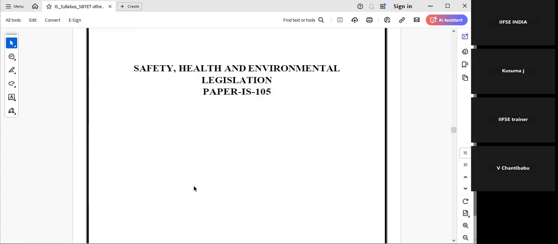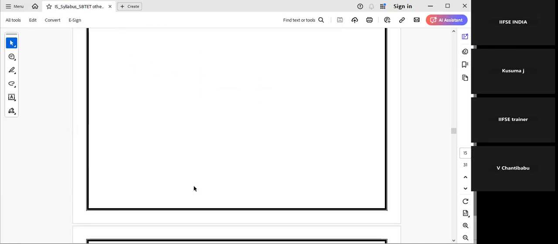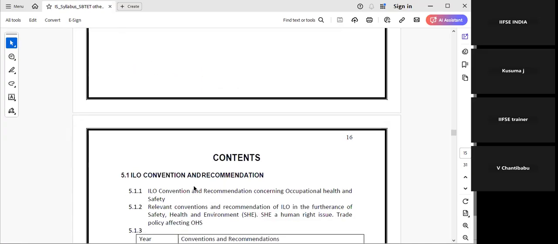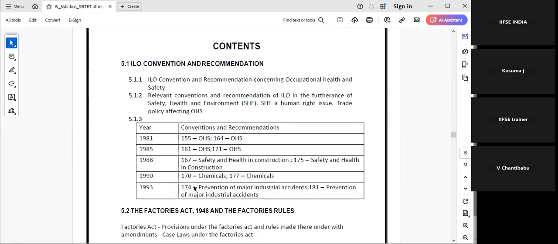There we discuss various legal concepts, occupational health and safety, and environmental legislation. Here we majorly cover the ILO conventions and recommendations. Conventions are at a high level, I can say it is an act kind of thing. Recommendations are working papers that can help the implementation of those conventions.